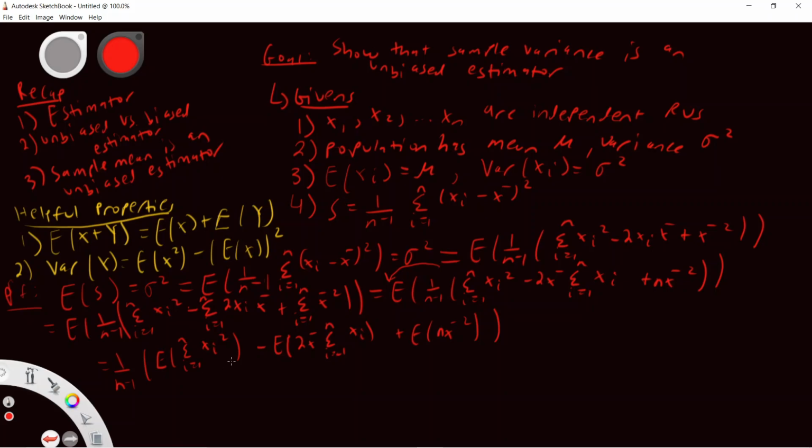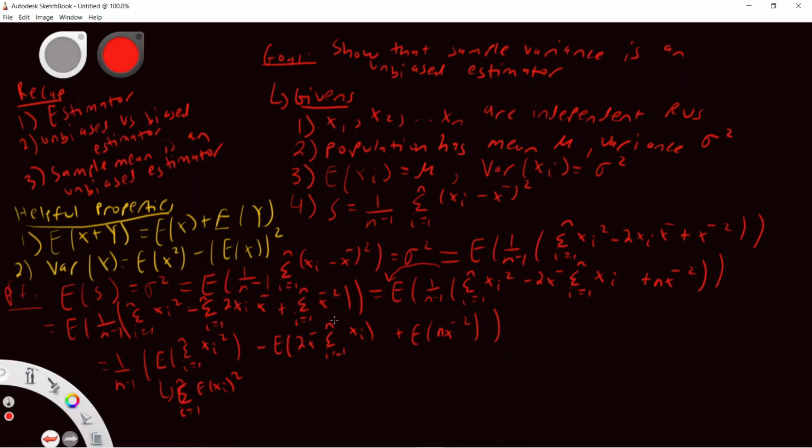So now let's look at this first term here. We see that we're taking an expectation of this summation, but what is this summation right here? It's just x sub 1 squared plus x sub 2 squared all the way to x sub n squared. So we can again invoke property 1, and this term is simply equivalent to the summation from i equals 1 to n of the expectation of x sub i squared.